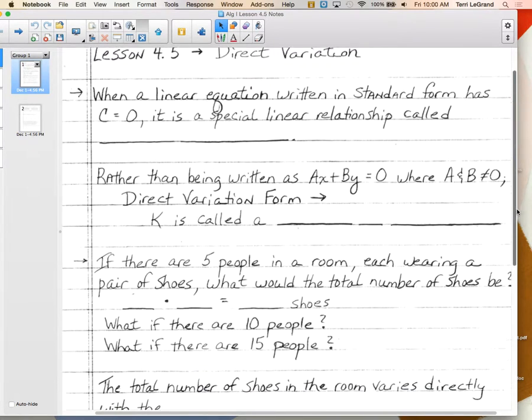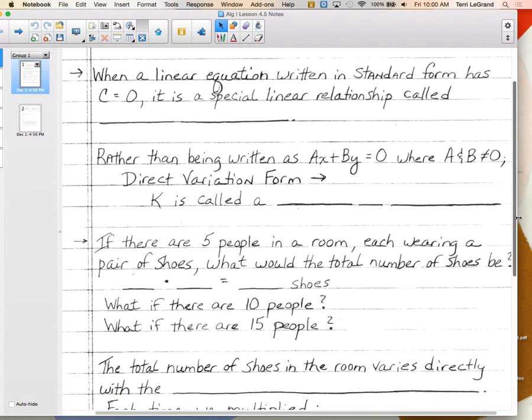So when a linear equation is written in standard form, what's standard form? You learned that right at the beginning of the chapter, lesson 4.1. What's a linear equation in standard form? Anybody remember it? It's been a while, just like last year. Pardon? F of x, now you're saying function notation.